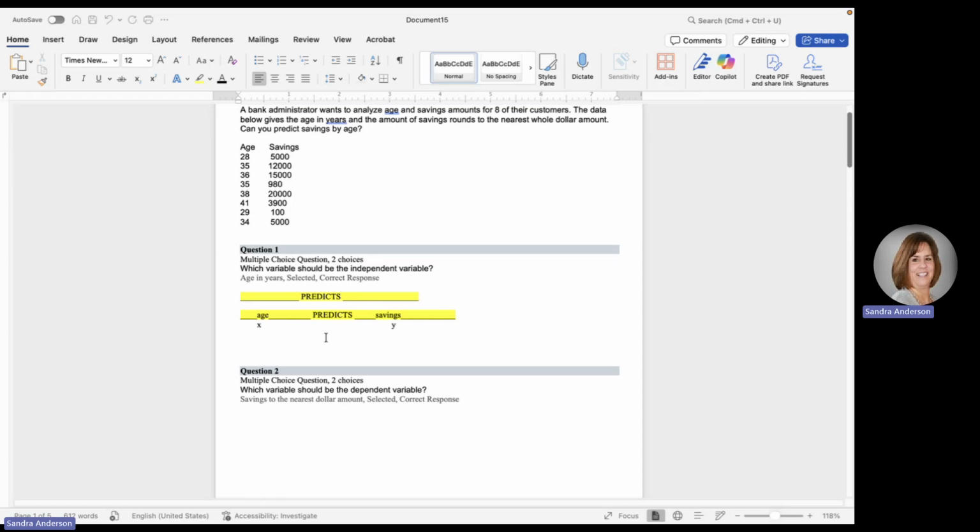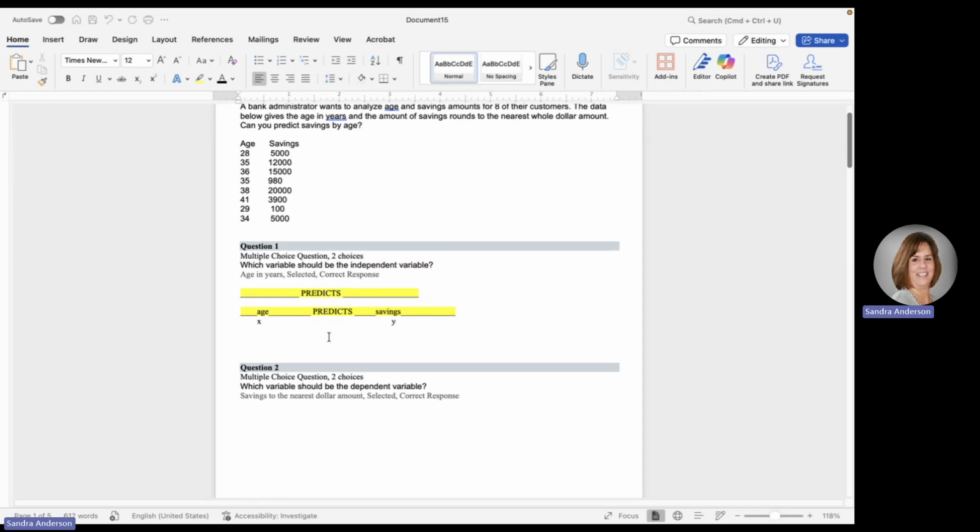So it's important to know that we have different names for our variables. We have predictor variable and response variable, X and Y variables, and our independent and our dependent variables. So on this problem, X is the age, it's our predictor variable, which we would also call our independent variable. And Y is our response variable, which we also call our dependent variable because it depends on your age.